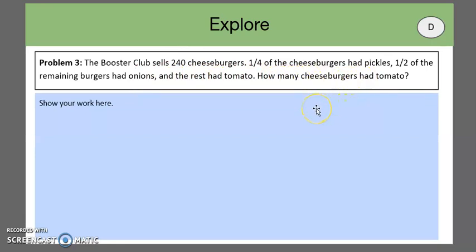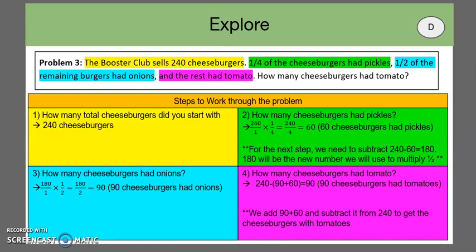So we can give students an opportunity to use their notes, develop their skills to annotate the problem, and work through the steps there. On the next slide, we'll be looking at the problem through the same lens of annotating the problem and color coding it so that we can provide students a clear direction on what is the first step to get to the next step and so on. Here, we can provide students a way to annotate the problem. The first part is the Booster Club sells 240 cheeseburgers. We can have students identify that information.